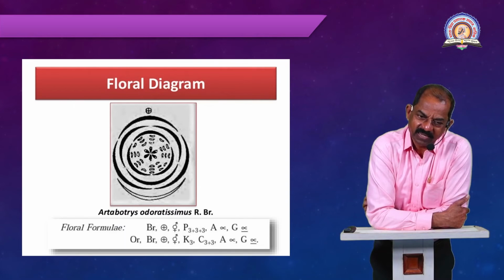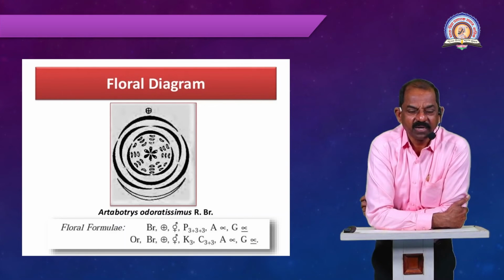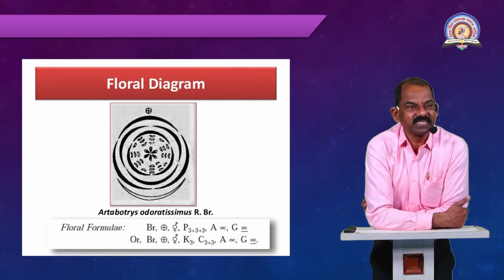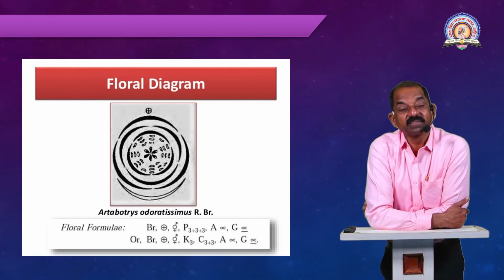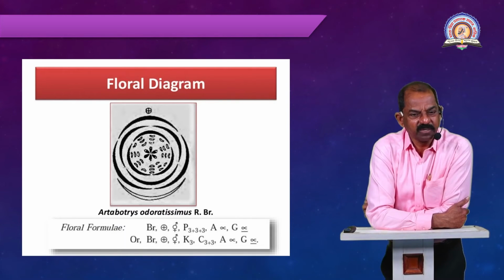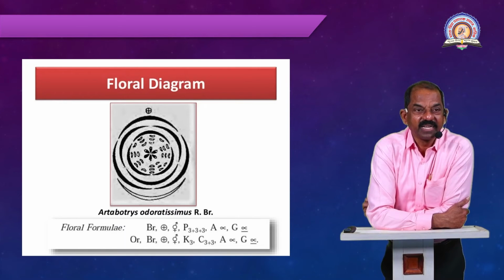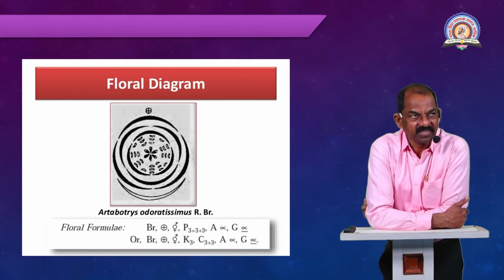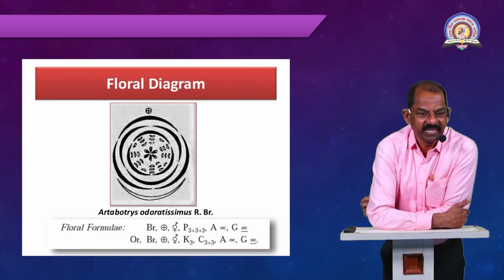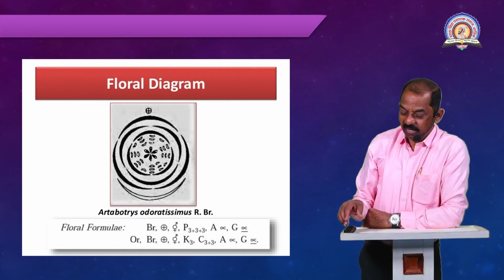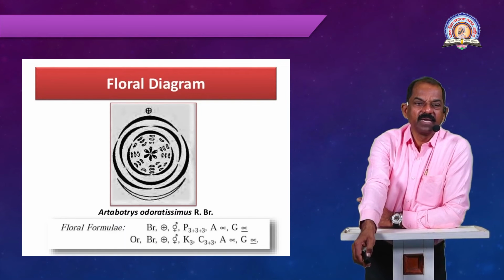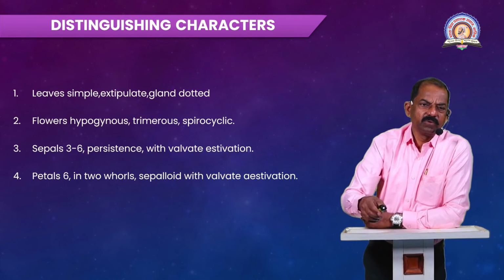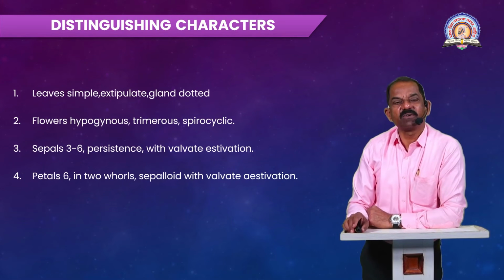If sepals and petals are present, generally the sepals are 3 in number and the petals are 6 in number, formed in 2 whorls, that is the 3+3 condition. The number of stamens is many, numerous. The gynoecium is also numerous, with apocarpous condition. The ovary is superior here. This is the simple floral diagram and floral formula of the family Anonaceae.